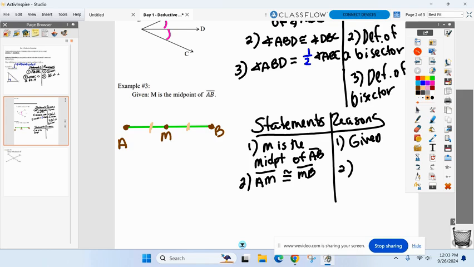Definition of a midpoint. I promise you that will end soon, okay? We will not just put "def of." I'm going to write one more though. It will be another definition of a midpoint, based on what we did in the last one.